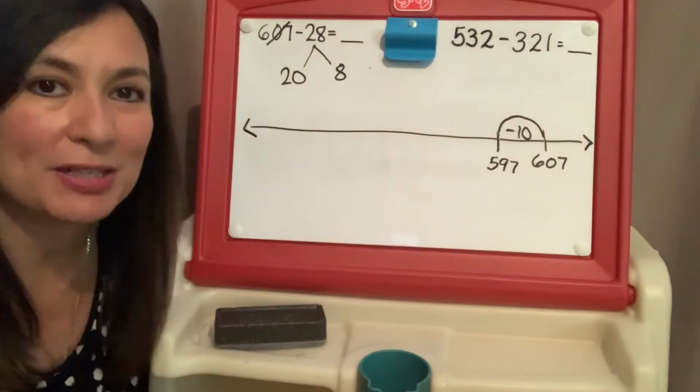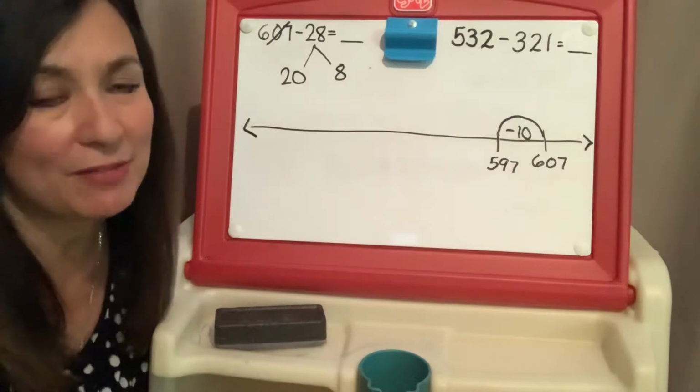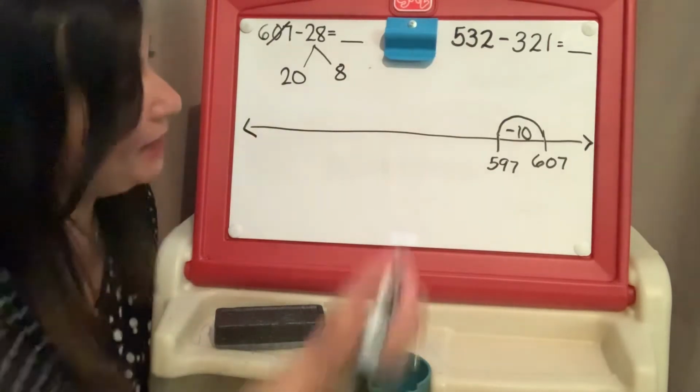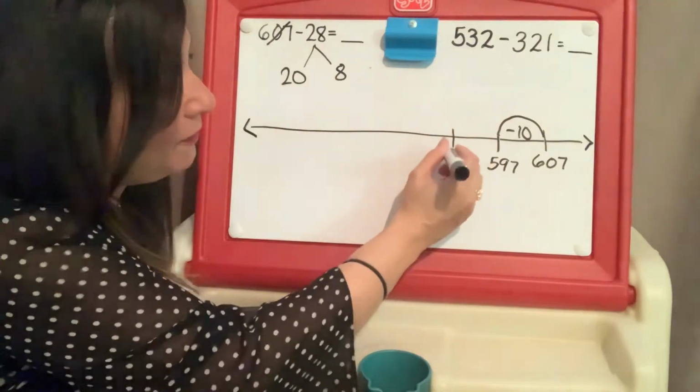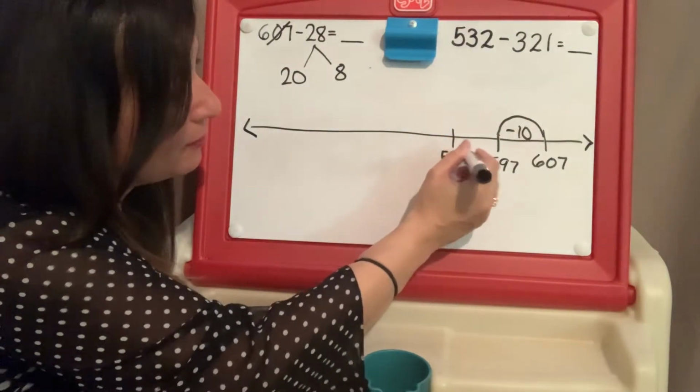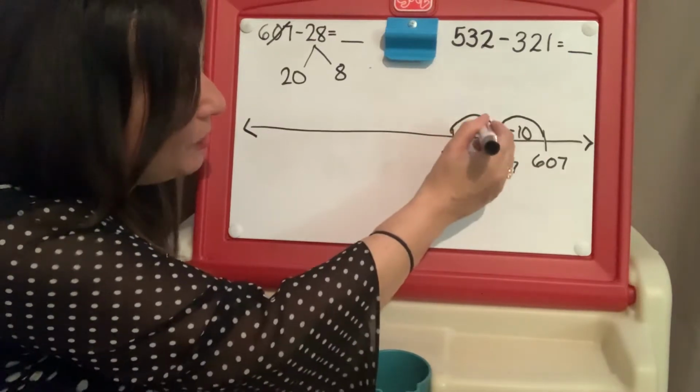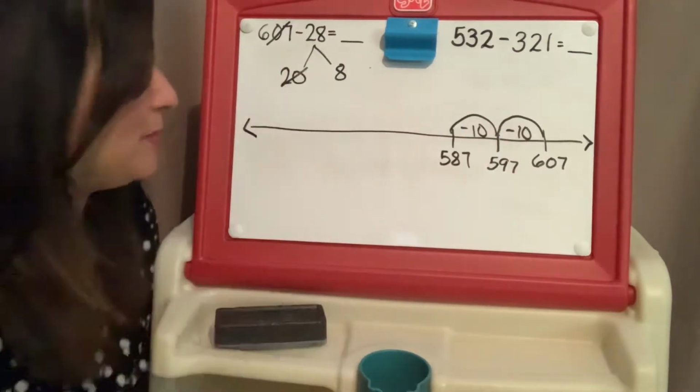I have one more 10 to jump back. 597 subtract 10 equals what? Say it. 587. So I'll position 587. I'll draw my jump and label it subtract 10. And now I'm done with 20.